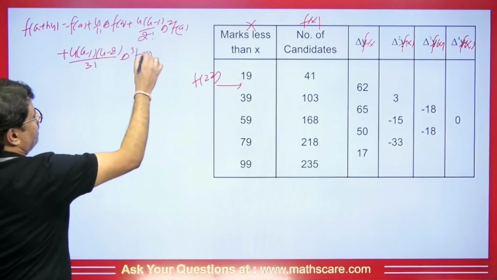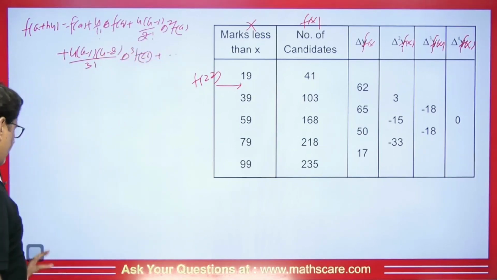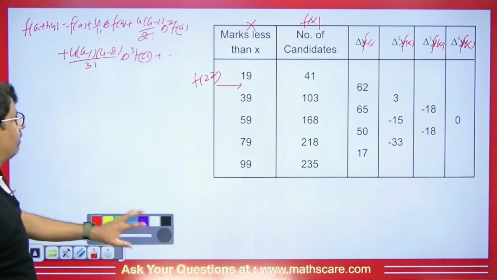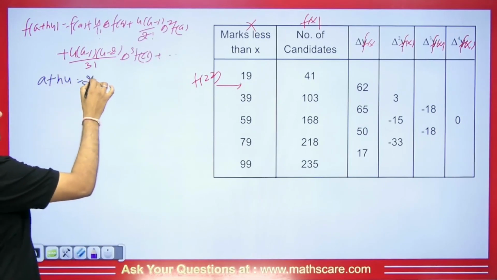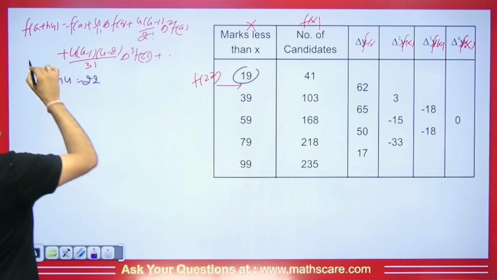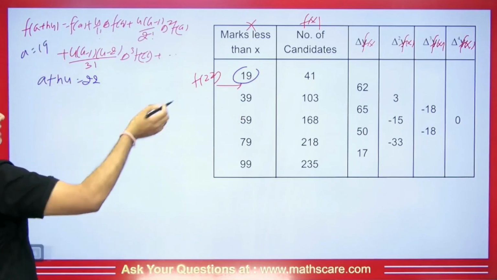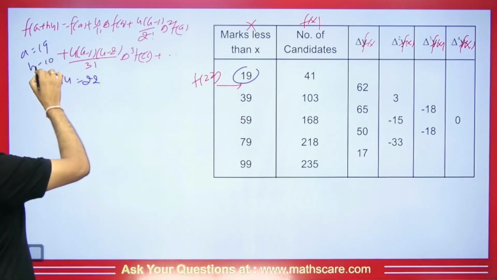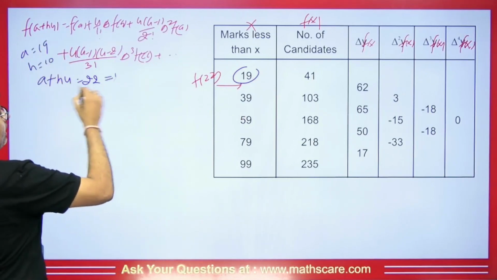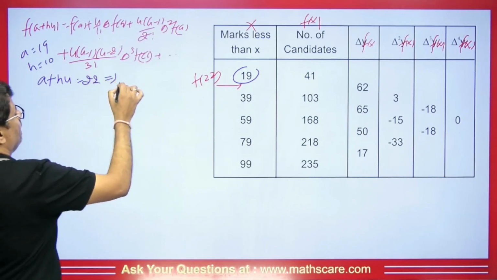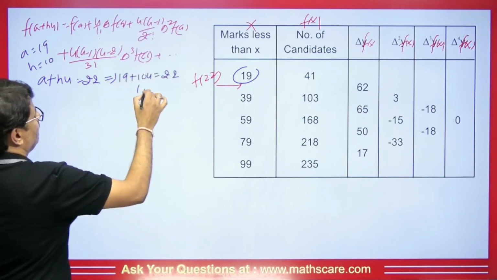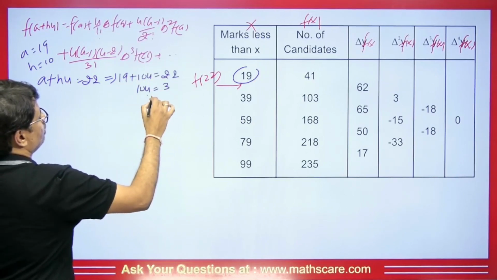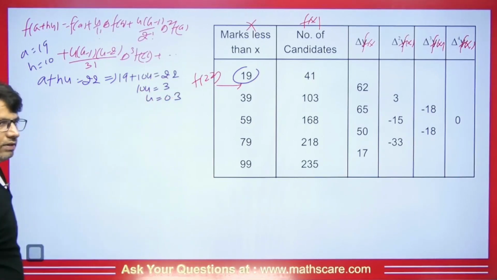So that is the formula here. Clear. Now which value do we need to find? We need to get the value of 22. So the a plus hu that we have here will be 22. Students, this is our base, that is a is equal to 19. And the difference that's coming is 10. We will take this value and place it here. Then we have the u value. So a is 19, and 19 plus 10u is equal to 22. So 10u is equal to 3, and the value of u will be 0.3.